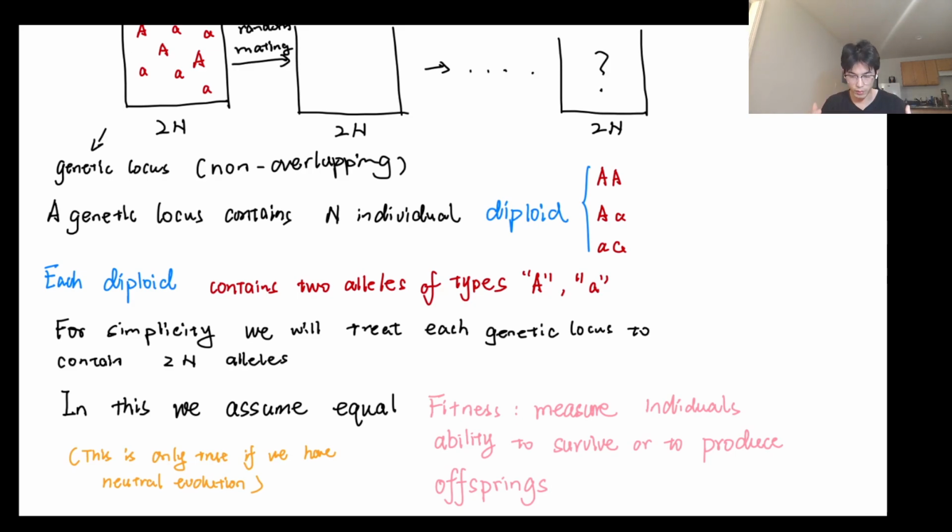So what does the term fitness mean? Here it's a measure. It measures individuals, but it's not a mathematical measure. It measures the individual's ability to survive or produce offspring. So this is only true if we have neutral evolution, meaning that the mutation does not change the fitness of the individuals. But you can just remember this as an identical assumption. Although there are two types of alleles, their fitness are the same.